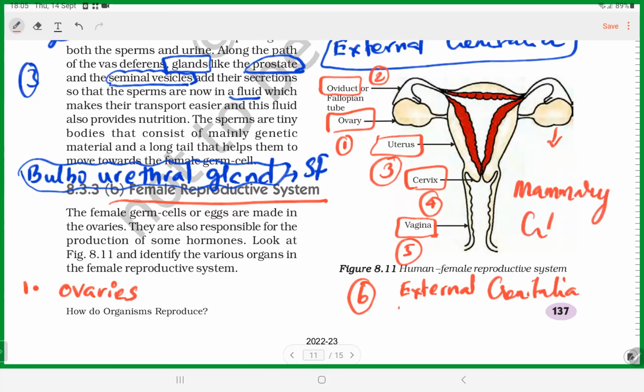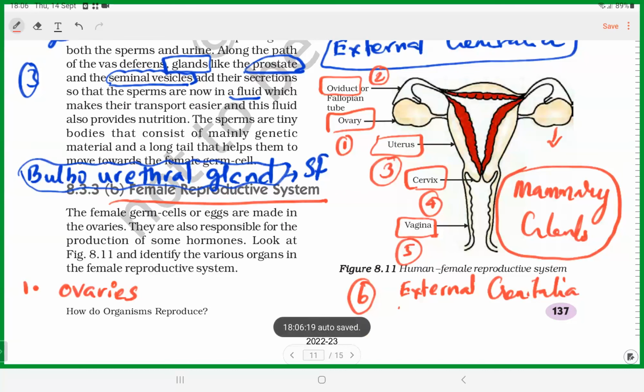Mammary glands. For what? We are mammals, so mammary glands are for nourishment of the baby, milk production. Now one by one we will see. So now tell me, what are the 7 components?